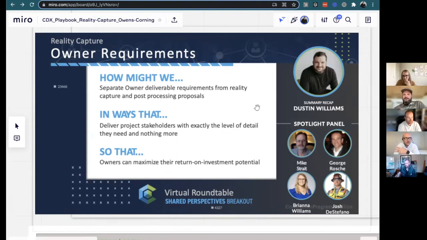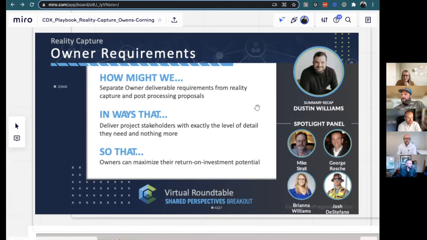And so they used a mobile scanner or something that was quicker. And then the owner said they wanted to do all this different stuff with it that would require more accuracy, and that's a misalignment.